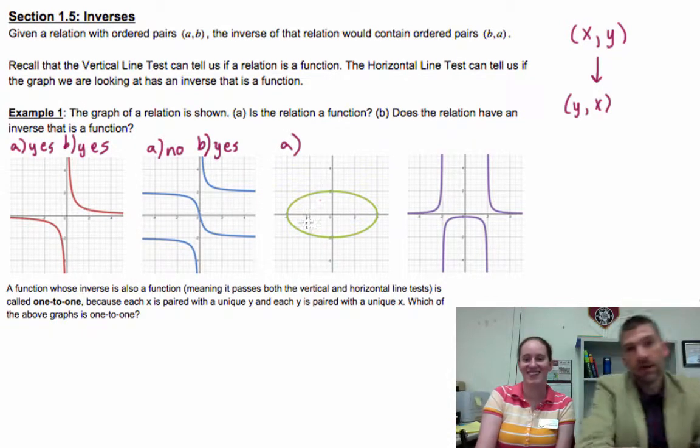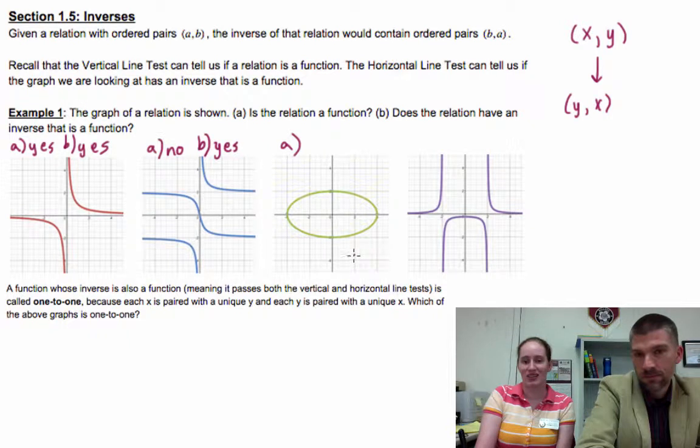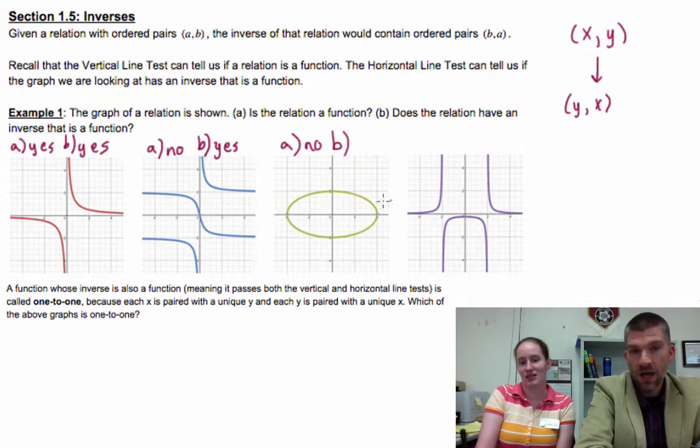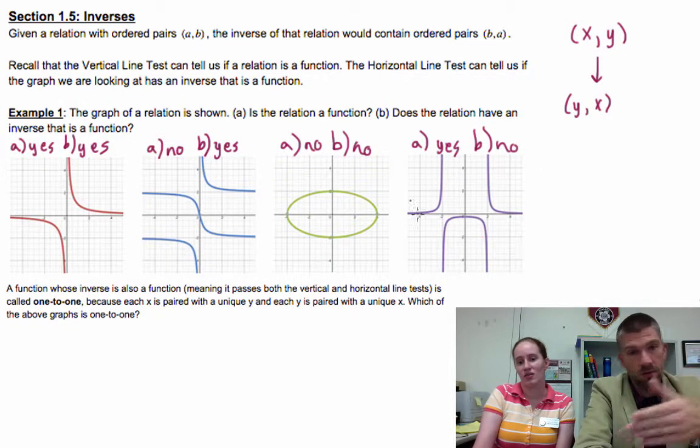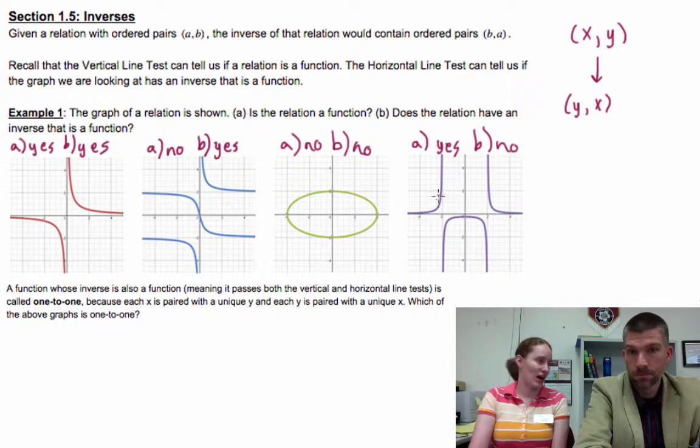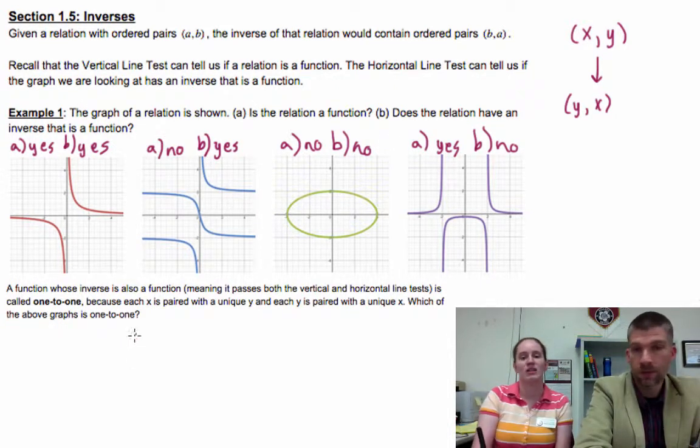Vertical line test? No, fails all over the place. Horizontal line test? Failure again. So both of those are no. Last one. Vertical line test? Totally passing. Horizontal line test? Totally failing. Vertical's good, horizontal no good. Notice we didn't have to regraph these to look at the inverse. We just had to look at the graph of the original.